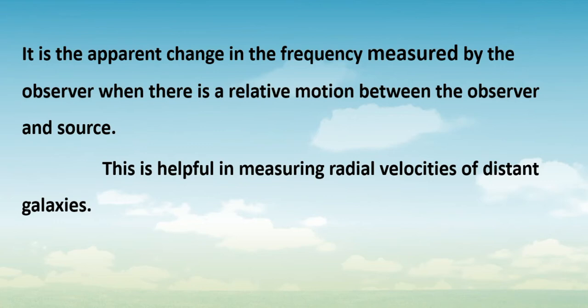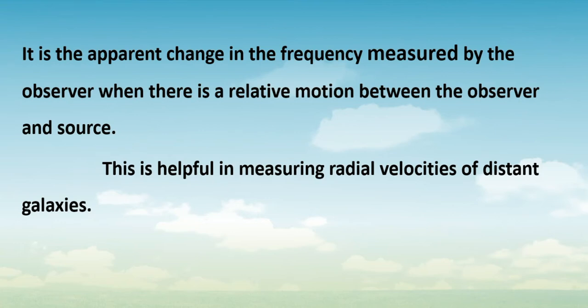If it is light, then there will also be a change in the frequency which is measured by the observer. So this apparent change in the frequency because of the relative motion between the observer and source, this whole effect is called the Doppler effect. And this Doppler effect is used in astronomy. Actually, this result was taken by Hubble, and he used the same concept in astronomy.